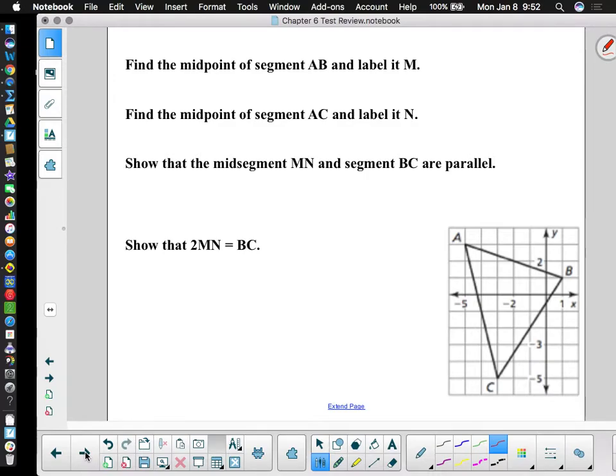A is at negative 5, 3. B is at 1, 1. And C is at -3, -5. Okay. So to find the midpoint of AB, we do our midpoint formula. I'm sorry, I said 5, 3, meant -5, 3. There we go. So it's (-5 + 1)/2 and (3 + 1)/2. Those are my coordinates. So it's -4/2, which is -2, and 4/2, which is 2. So -2, 2 is my midpoint. We're going to label that M.